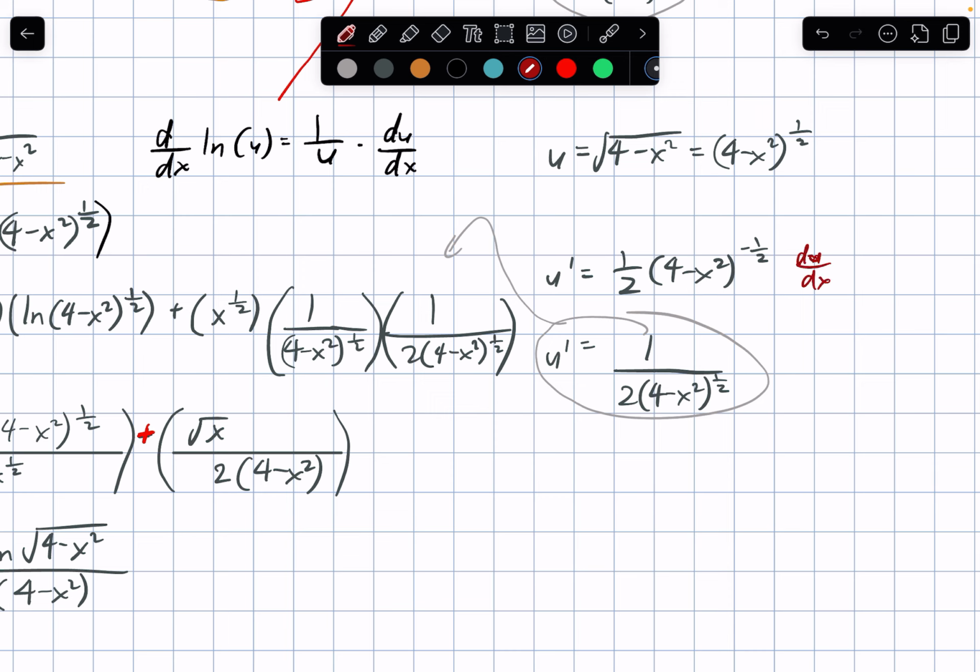du over dx. Wait, so that's gonna be negative 2x. So when they cancel, u prime has to be x over, well, just that.